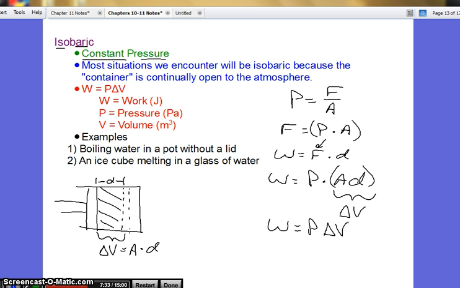Some examples of isobaric processes would be boiling water in a pot without a lid. So again, it's open to the atmosphere. An ice cube melting in a glass of water. Again, it's open to the atmosphere. So the idea here is that work is pressure times change in volume only if it's an isobaric process. So there are 4 thermodynamic processes. There is isovolumetric, isothermal, adiabatic, and isobaric.